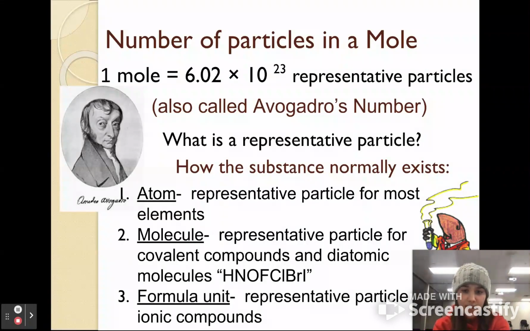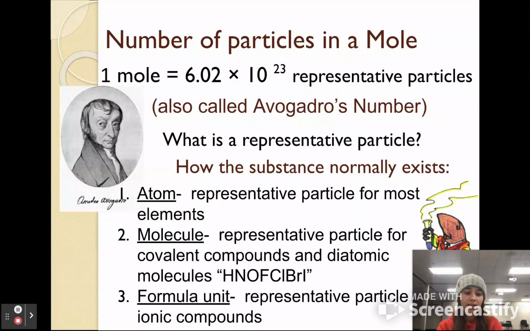So this means this number would be 602 with 20 zeros after it. It is a huge number, but that makes sense because our oxygen molecules, you cannot see them with your eyeballs. They're super, super small, right? So 1 mole equals 6.02 times 10 to the 23rd particles. This is called Avogadro's number. Very, very important.